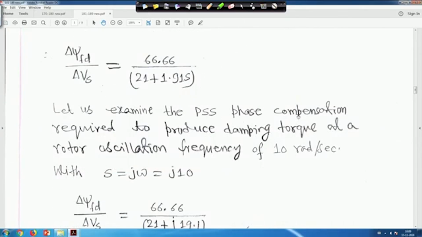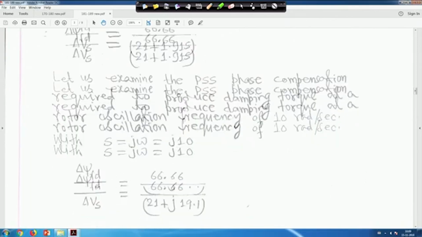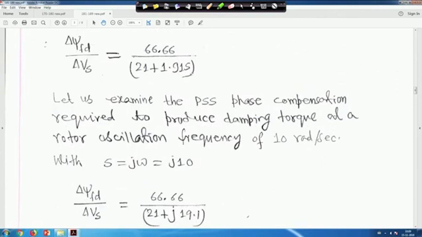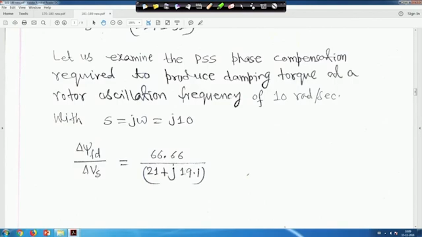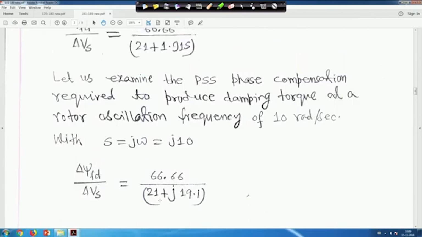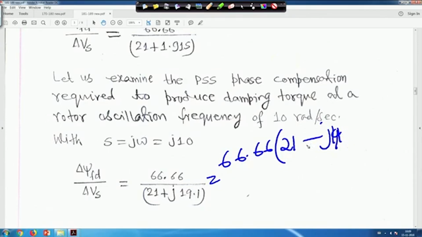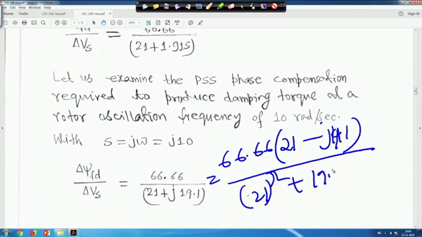Now, we will examine the PSS phase compensation required to produce damping torque at a rotor oscillation frequency, which we have taken earlier as 10 radian per second, that is 1.6 Hz, right. So, with s is equal to j omega, your omega is equal to 10. Therefore, delta psi f d upon delta Vs will become 66.66 upon 21 plus j 19.1, right. Now, numerator and denominator, you multiply by 21 minus j 19.1, because j is a complex operator. The denominator then is 21 squared plus 19.1 squared, right.